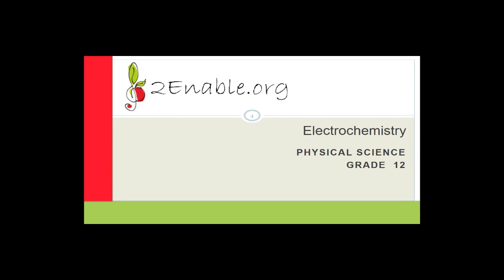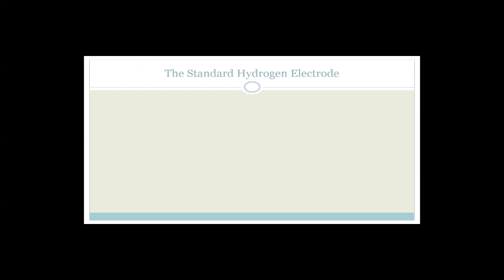In this lesson, we're going to be looking at electrochemistry, very much like yesterday and the day before. Today's lesson, the first thing that we're going to be looking at is the standard hydrogen electrode. So what have we discussed so far? We've discussed the galvanic cell, we've discussed the electrolytic cell. Remember I said to you that we're going to do things in bits, and now we're talking about the standard hydrogen electrode.